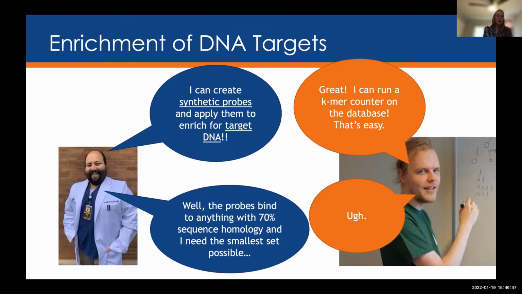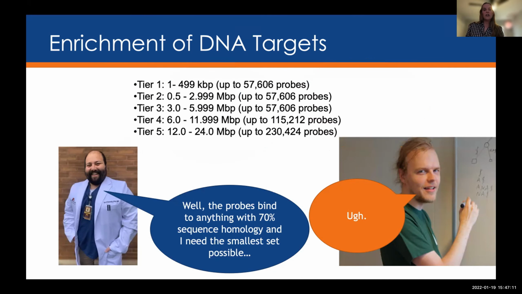Here we have to take into account that the probes bind to everything that has at least 70% sequence homology, so we don't have a one-to-one relationship. The second thing is that we need the smallest possible set. Attempting to optimize for both of these things is quite challenging.